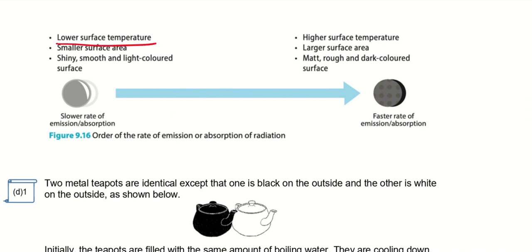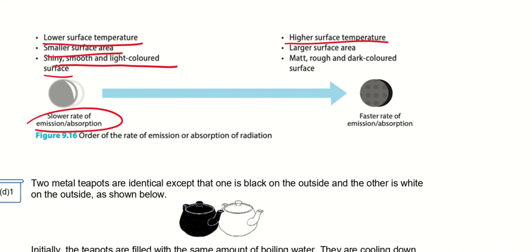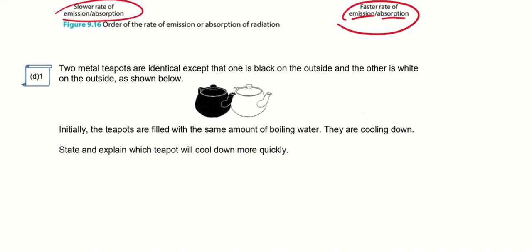If I have lower surface temperature, smaller surface area, and smooth, shiny, and light colored surface, then the rate of absorption or emission will be slow. When will it emit? When will it absorb? Then you have to ask yourself, where is it cooler? Where is it hotter? On the other hand, if I have higher surface temperature, larger surface area, or matte, rough, and dark colored surface, then there will be a higher or faster rate of emission or absorption. Whether it emits or absorbs depends on the surrounding temperature, whether you are hotter or cooler than the surrounding. So let's look at one example.